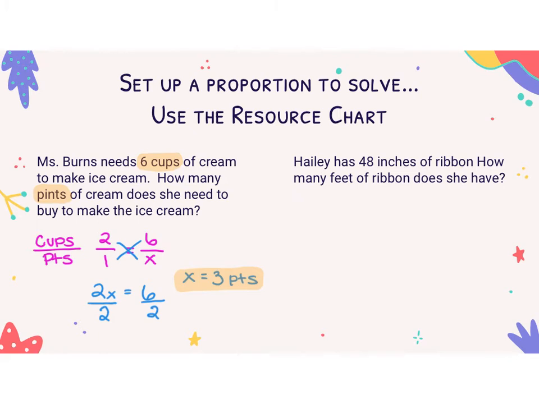In our second problem, we will use the second method, which is determining whether or not we need to multiply or divide. It says Haley has 48 inches of ribbon. How many feet of ribbon does she have? So we're moving from inches, a smaller unit, to feet, which is a bigger unit. So we will need to divide.